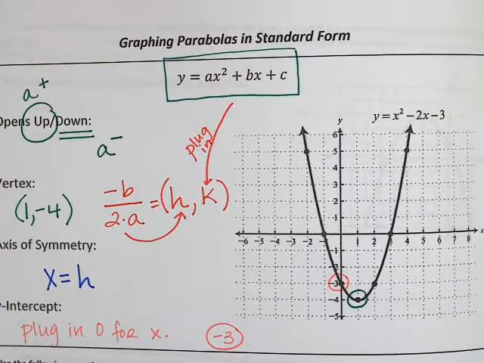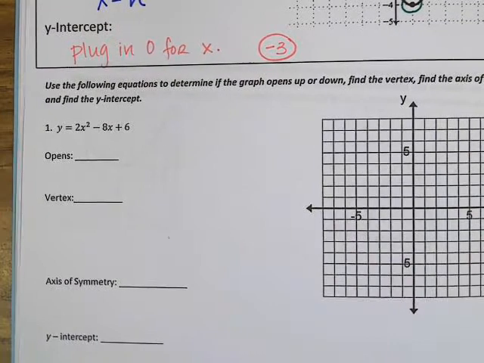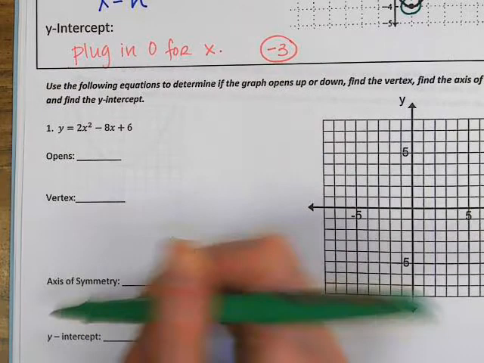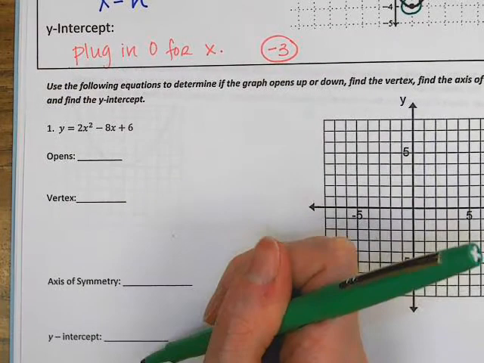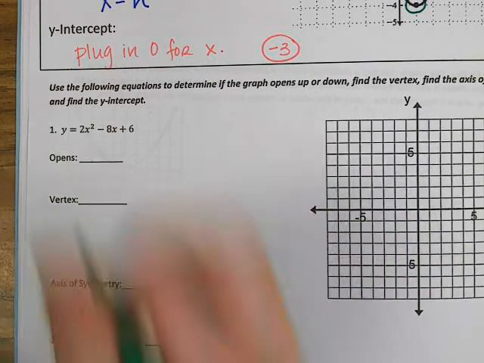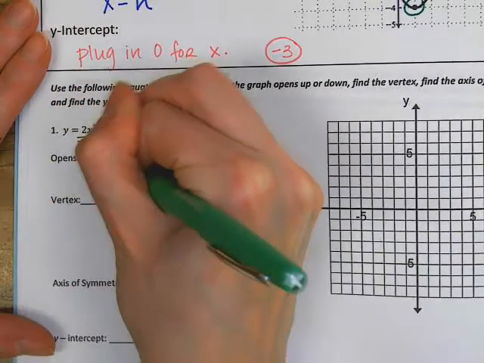All right, let's try some. So some new stuff here. Okay, so we give you an equation. We want you to tell us, does it open up or down? What's the vertex? What's the line of symmetry? What's the y-intercept? And then sketch a graph. Okay, so first of all, does it open up or down? Well, the A term is positive, so we know it's going to open up.